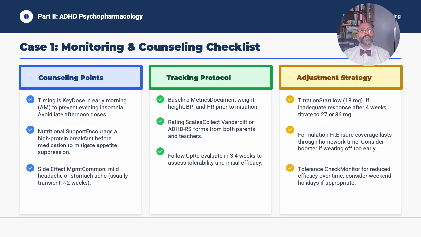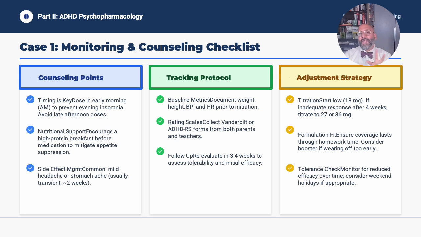Now, the monitoring is super important, and what distinguishes a good clinician is what happens after that prescription is written. So the first thing is timing is key. We dose it early in the morning, ideally before school. Late afternoon dosing is one of the most common and preventable causes of stimulant-related insomnia. So if a child isn't sleeping, the first question is not, is this the wrong medication? It's what time are you giving this thing? The second question is nutrition. So you want to counsel for a high-protein breakfast before dosing, not chase the appetite at lunch when the medication is peaking.